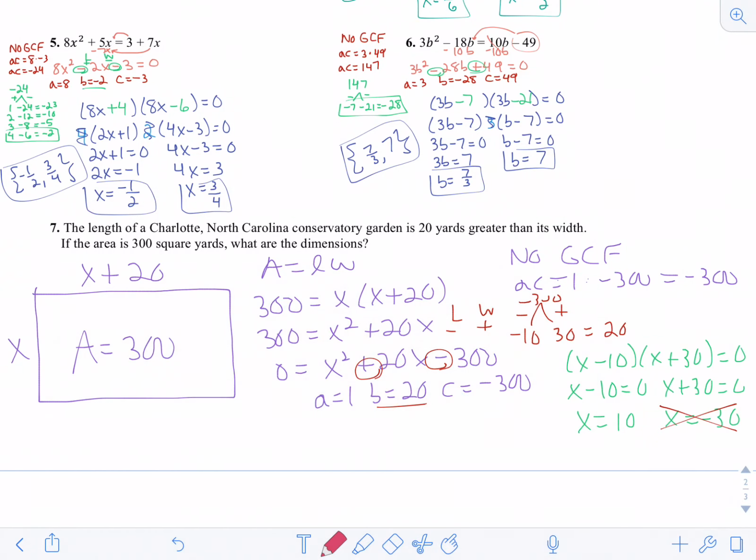It's asking you what the dimensions are. Well, your width, that was your x. So my x is 10, and these are yards. Your length, that was x plus 20. So 10 plus 20 is 30, and this is in yards. So there's your answer. All right, and so that is your 8-7 notes part 2.